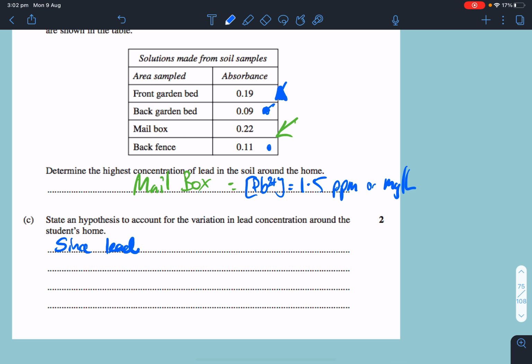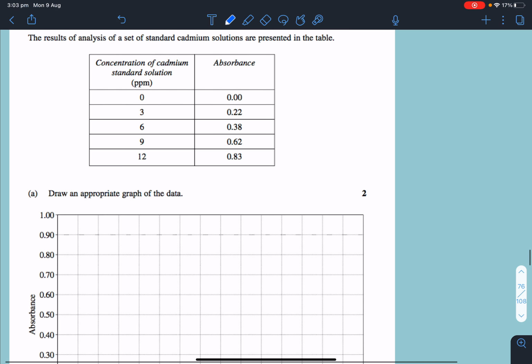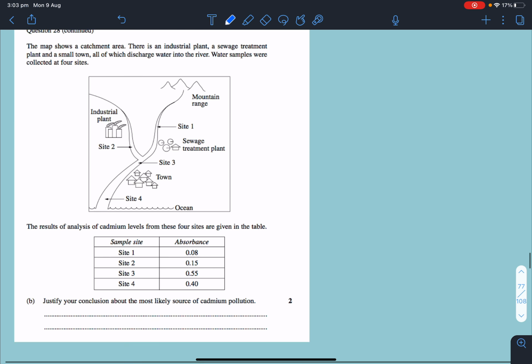Since leaded fuel was used into the 1990s, the higher concentration of lead is likely due to being closer to the road. Okay. All right. Let's try another one.